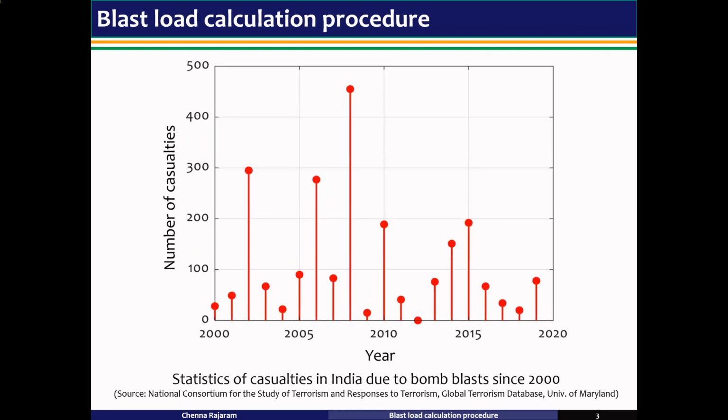The statistics of the number of casualties in India due to bomb blasts since 2000: a graph is drawn between the number of casualties and the year, from 2000 to 2020. Each stem in this graph indicates the number of casualties, and the source is taken from the National Consortium for the Study of Terrorism and Responses to Terrorism, Global Terrorism Database, University of Maryland.